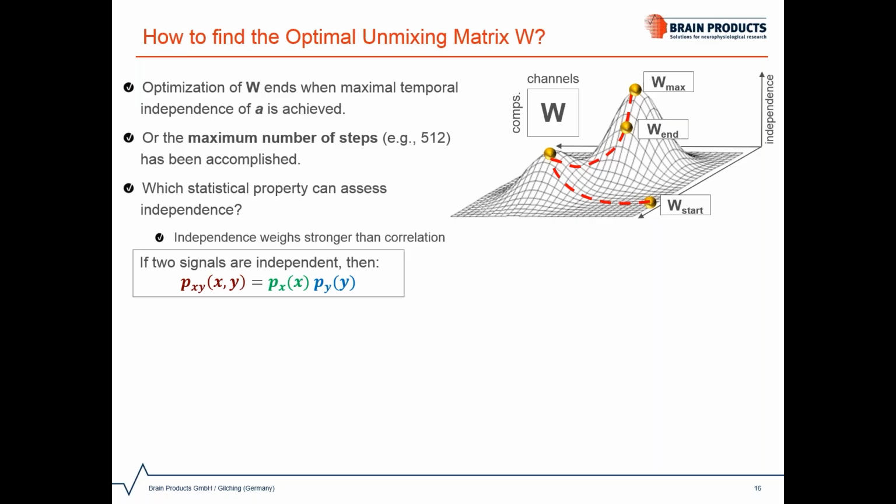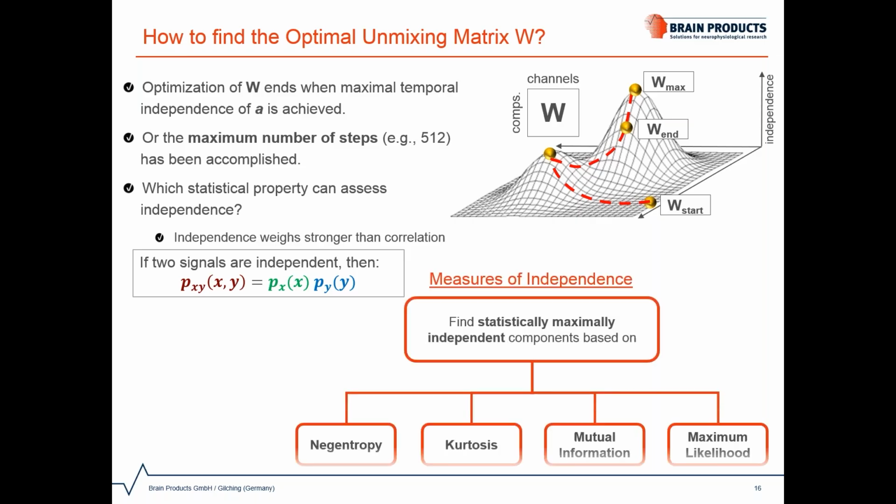There are a few measures that can be used to assess independence between two signals. For example, negentropy, kurtosis, mutual information, or maximum likelihood methods. The first two, negentropy and kurtosis, are highly tied together, since if one is maximized, the other one also goes up. They can be used to assess how Gaussian a distribution is, which means that you can measure deviations from a normal distribution.